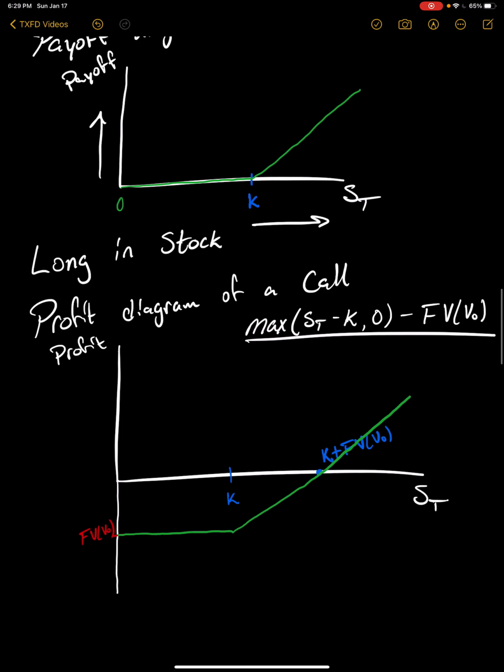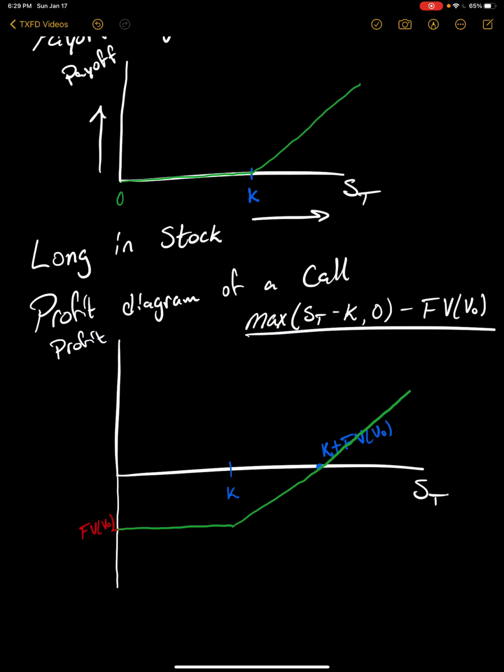If you notice, the profit diagram is just the payoff diagram shifted down. It's a downward shift of that same line. It's that same line, shifted down by the future value of the initial cost, shifted down by a constant, right?